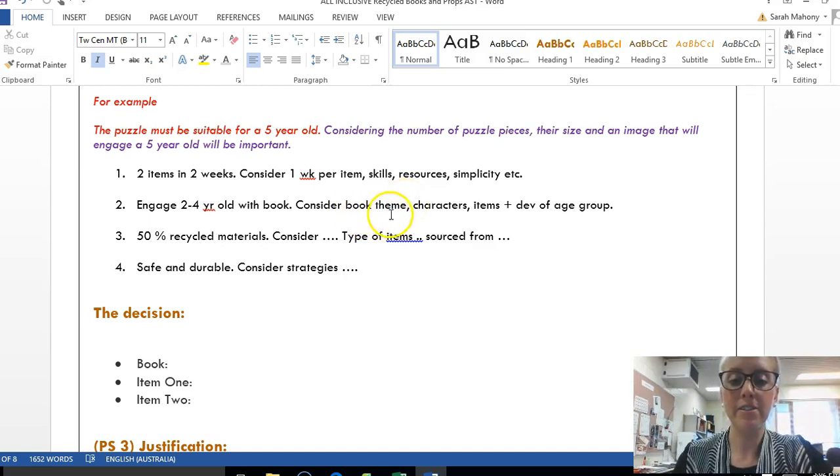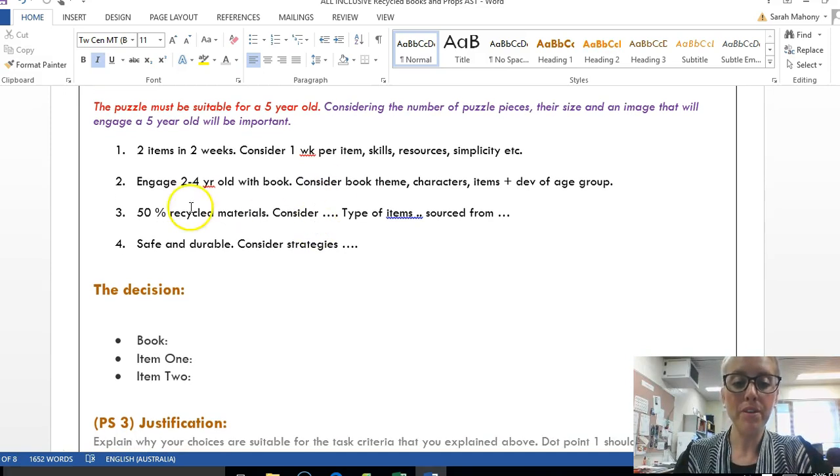So that's why it's saying considering the theme, the characters, the items, etc. So again, putting those 2 things into your own sentences and adding what you feel is appropriate. Number 3, you have been told it needs to be at least 50% recycled materials. Okay, so again, putting that into a sentence.